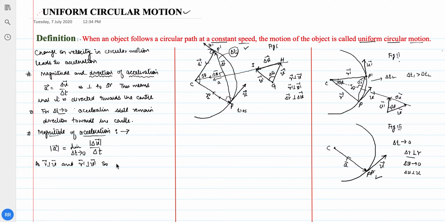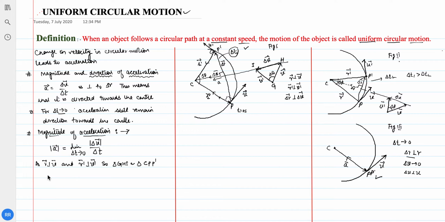So I can say that triangle GHI is similar to triangle CPP prime. If these two triangles are similar, this angle is also delta theta. You have to write it just like this. As you have studied in the 10th class, the ratio of corresponding sides will be the same.